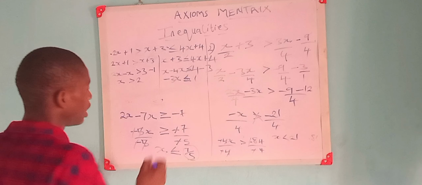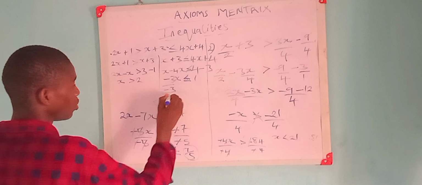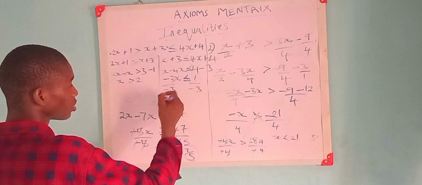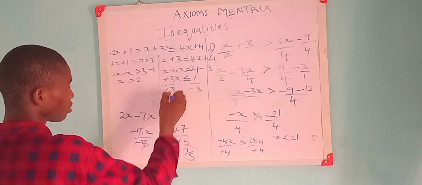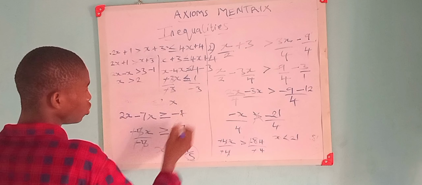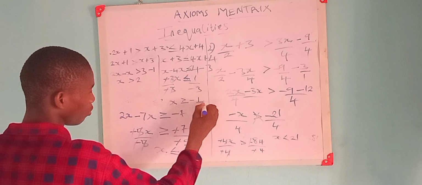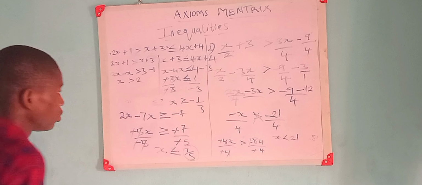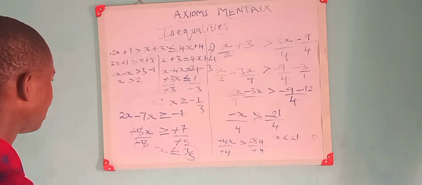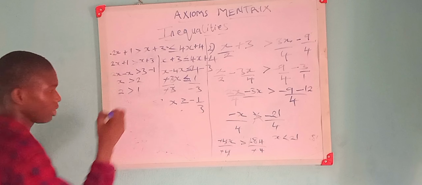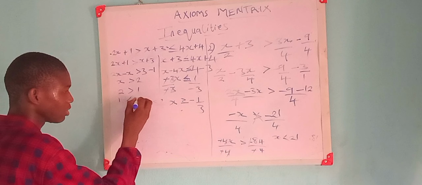So what I'll be doing is that I'm going to be dividing with this 3. I'm going to be dividing with this 3. So the sign changes. So I'm going to be having this cancel this, cancel this. My x is going to be greater than or equals to minus 1 over 3. So now let's finalize this, and this is the main part I want you to know. If 2 is greater than 1, then 1 should be less than 2.